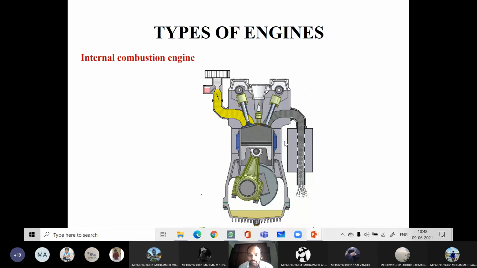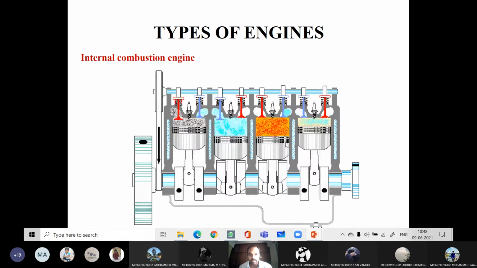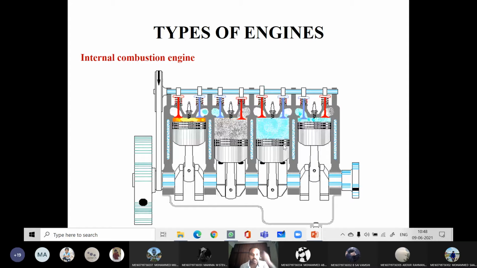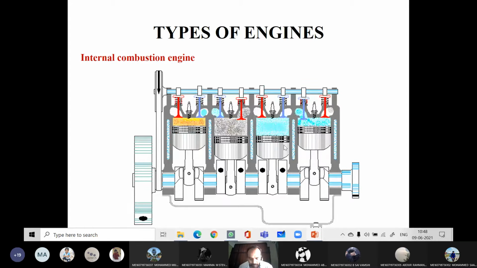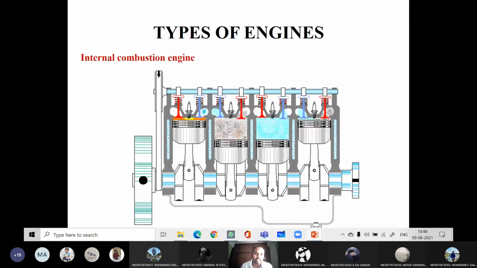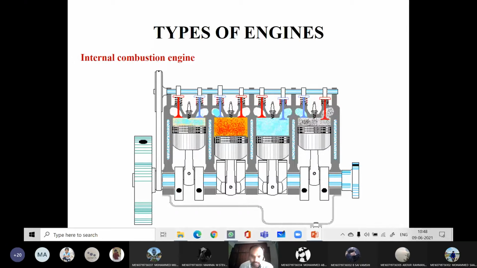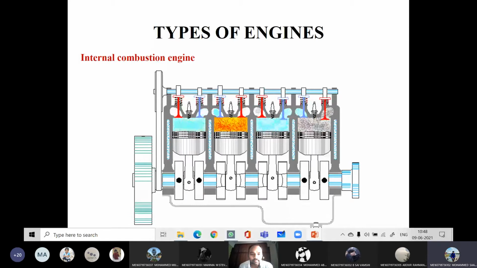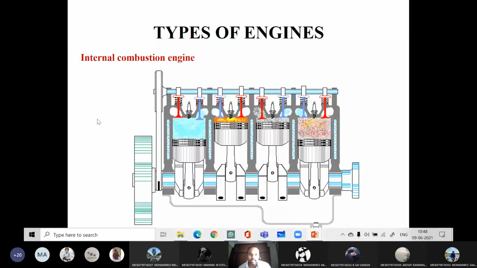Yes. Right. Now you can see here a multi-cylinder engine. Here you can see spark plugs, so I can see it is a petrol engine. Now tell me, in total how many cylinders are there? Four. 4 cylinders are there, right?